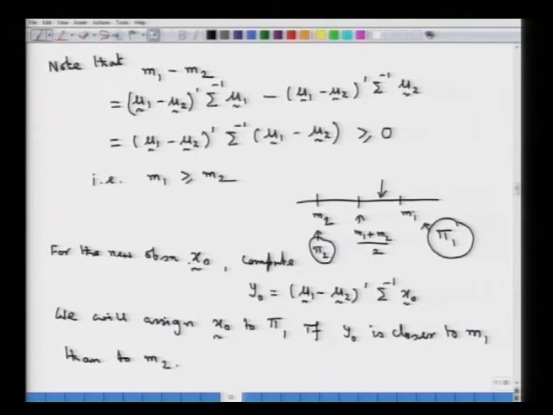On the other hand, this is the pi 1 region, and similarly if the value of y naught falls here, that is, if the value of y naught is closer to m 2, we will assign x naught to the pi 2 population. So, this is the pi 2 region. These two are the two regions corresponding to what possible values y naught can take.